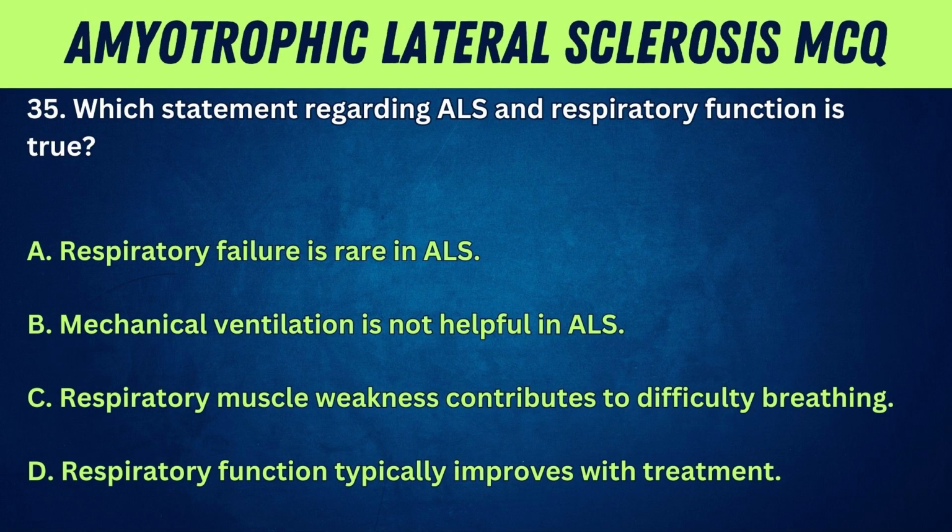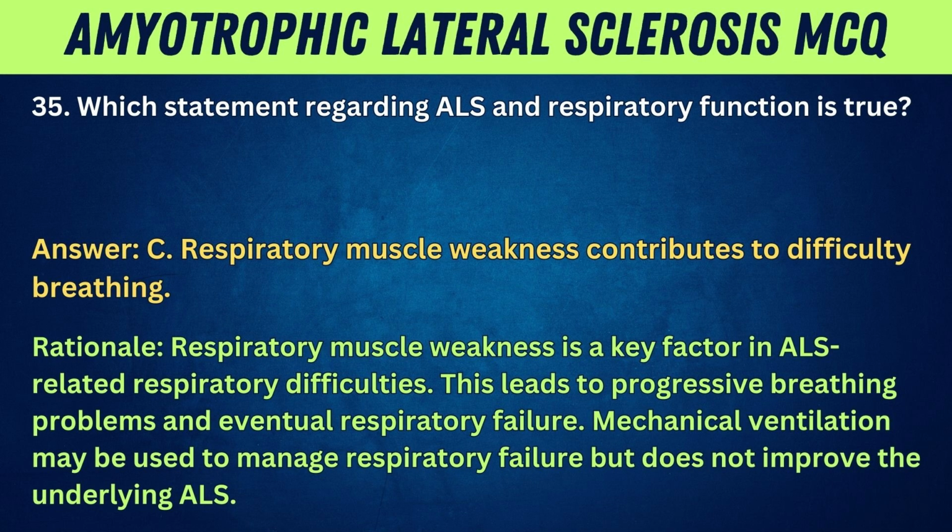35. Which statement regarding ALS and respiratory function is true? A. Respiratory failure is rare in ALS. B. Mechanical ventilation is not helpful in ALS. C. Respiratory muscle weakness contributes to difficulty breathing. D. Respiratory function typically improves with treatment. Answer: C. Respiratory muscle weakness contributes to difficulty breathing.